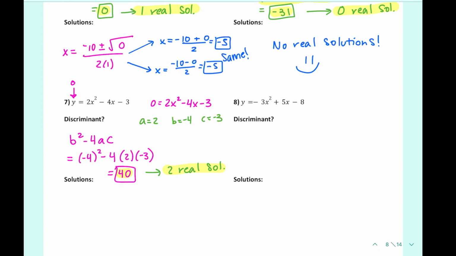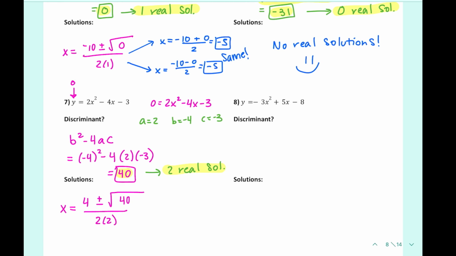Now again, we got to go back to the quadratic formula, but we already know the messy part because we found it as the discriminant. So x equals the opposite of b plus or minus the square root of b squared minus 4ac. We already know that part, 40. All over 2a.